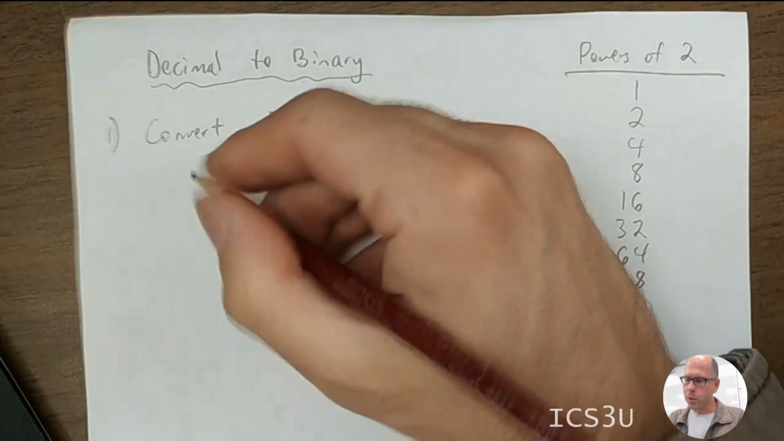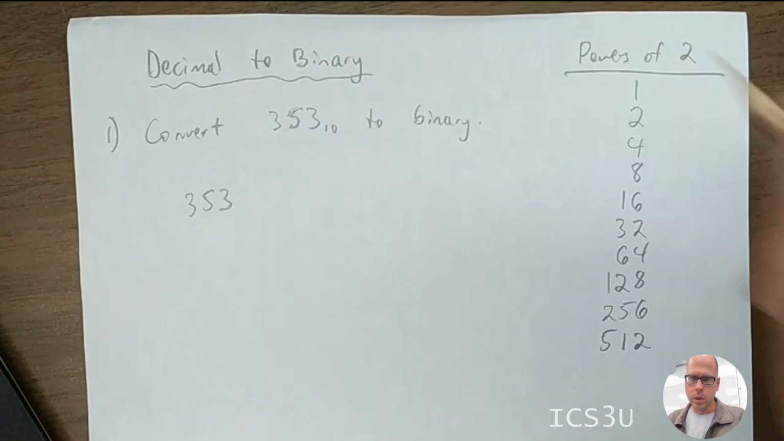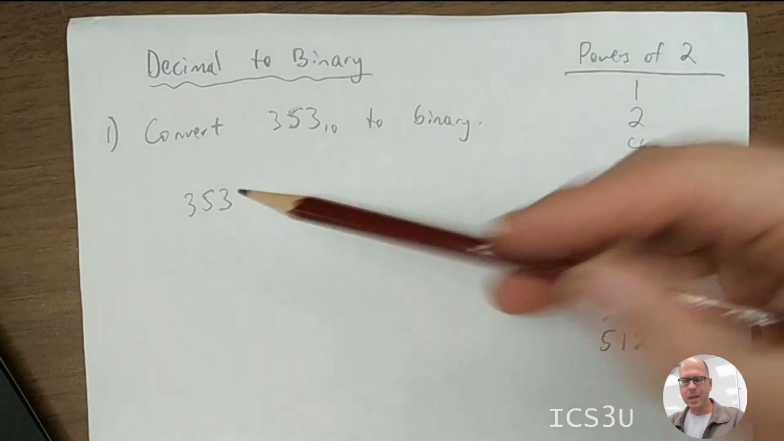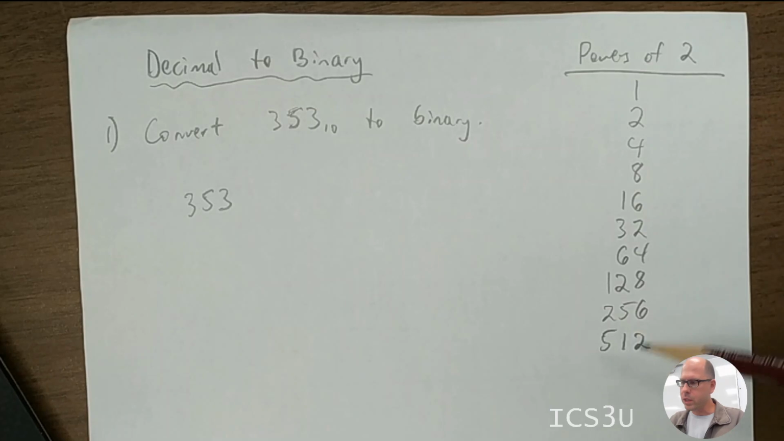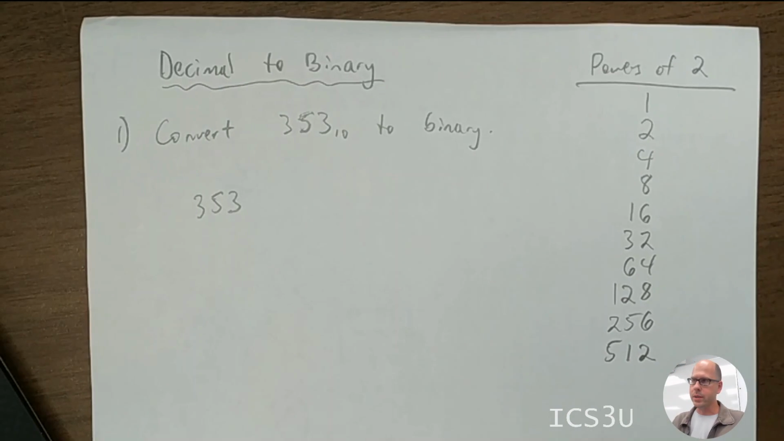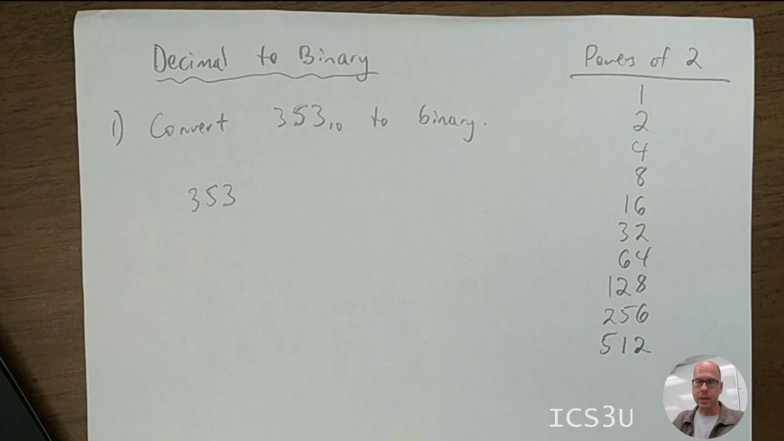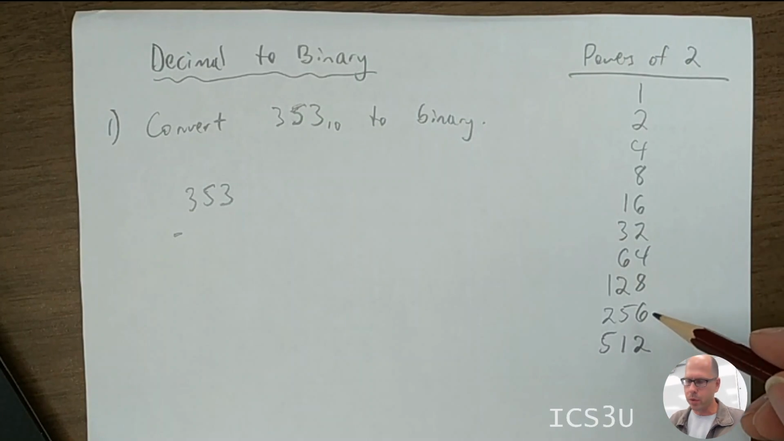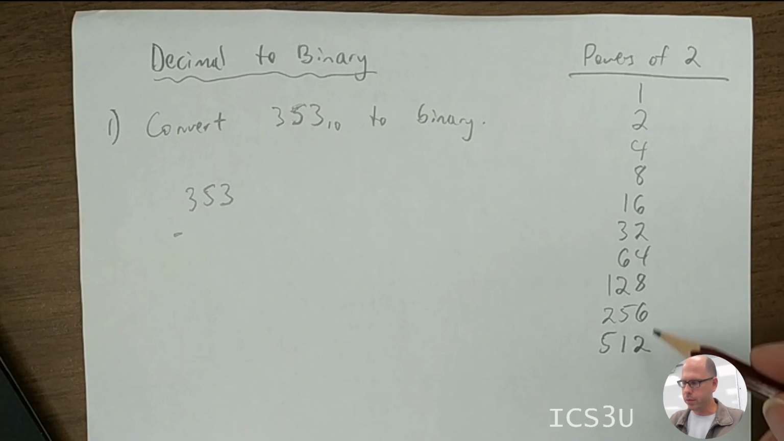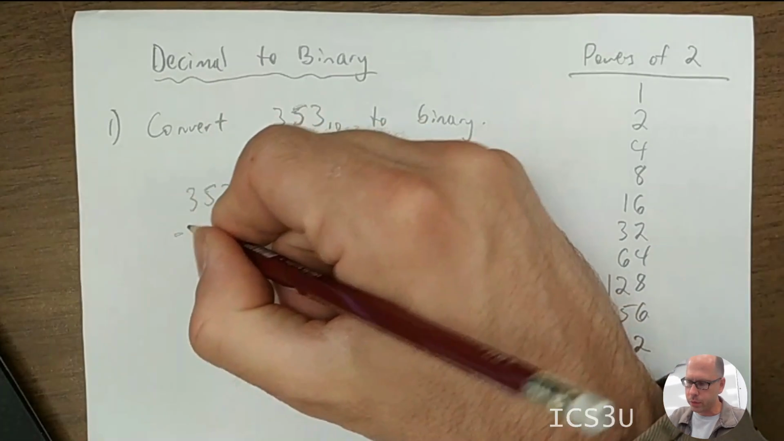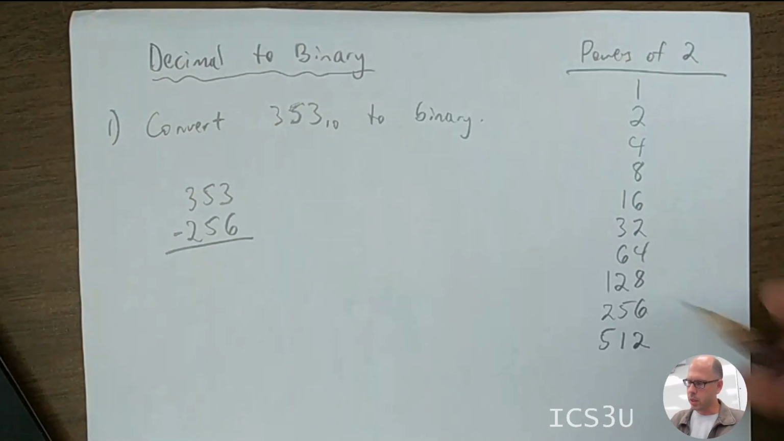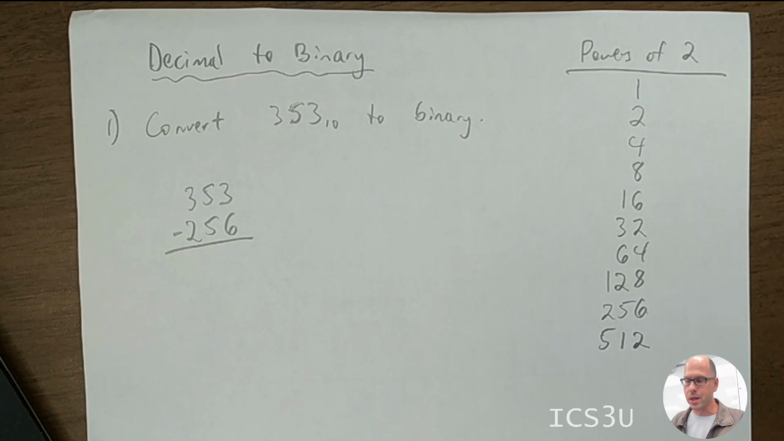So 353, what we're going to do is we want to chip away at this decimal number. We want to deconstruct it using these powers of 2, because we know these powers of 2 are represented by 1s in the binary number system depending on their placeholder. So if we have 353, we want to find the largest number on this table that we can use to subtract without going negative. So 512 is too big, so we're going to use 256. So we've used 256, which is a power of 2, to knock this number down. And as soon as we get it down to 0, we'll know that we're finished.